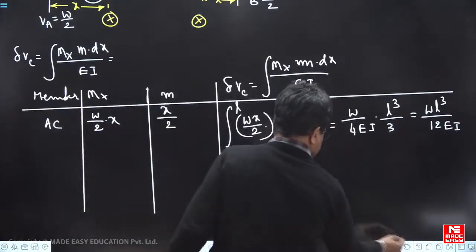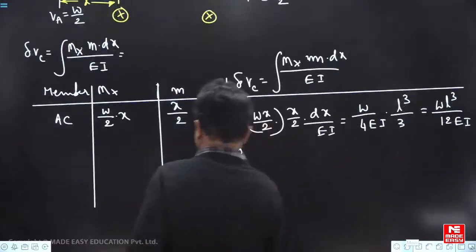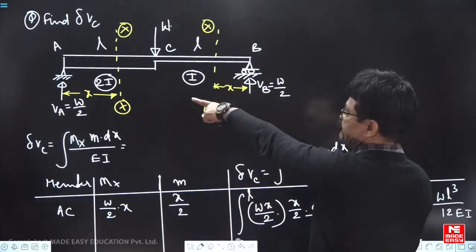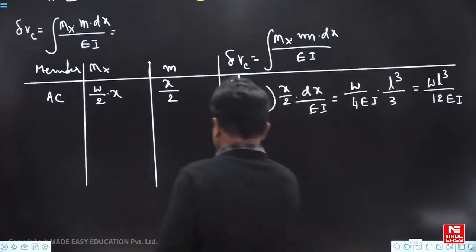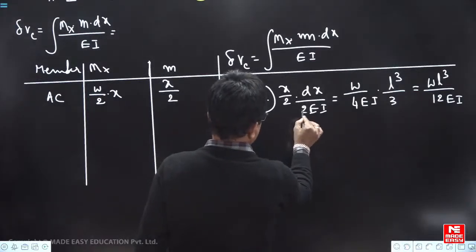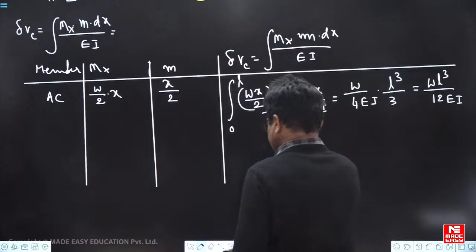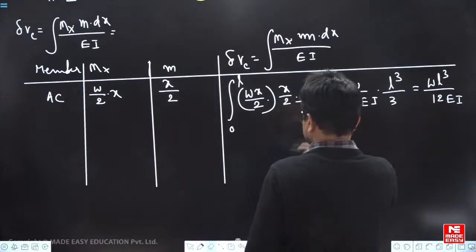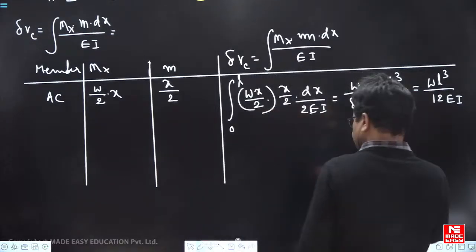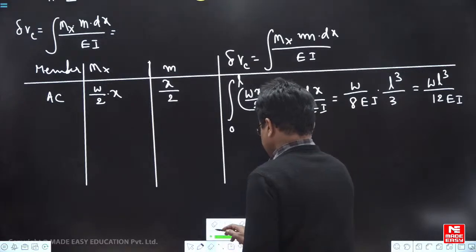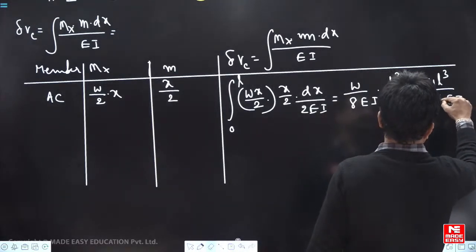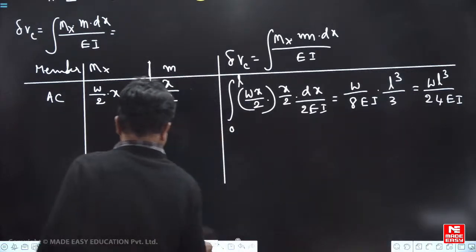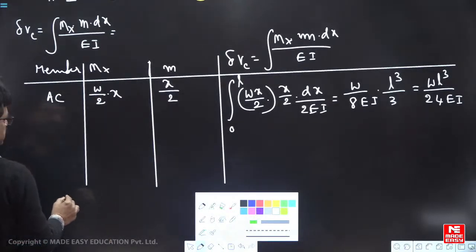Similarly, BC. What is the I value here? The AC member I value is 2I, so 2EI. You have to be careful: 2EI means here you will get 8. Eight into 3, 24, so 24 EI. Next, the BC segment.